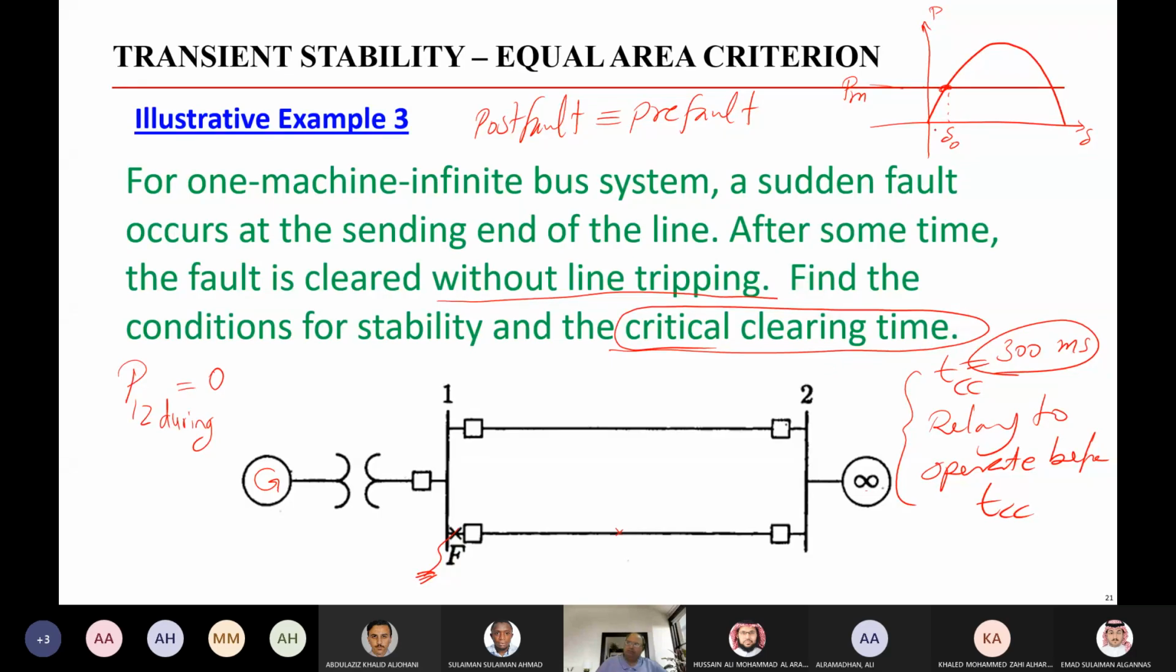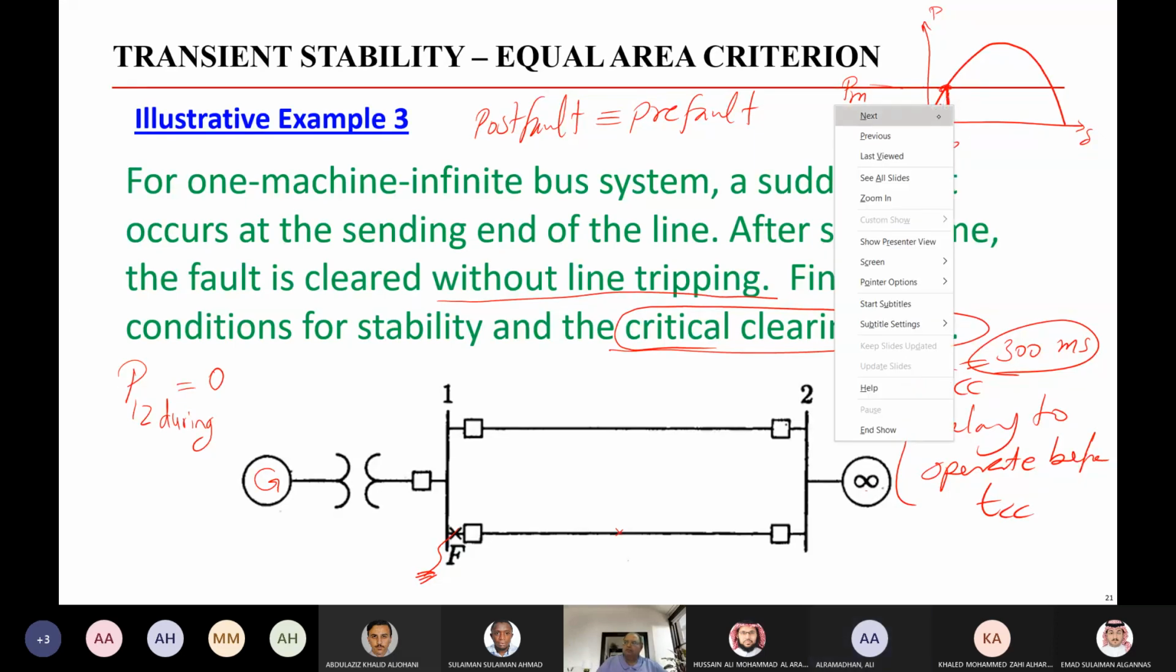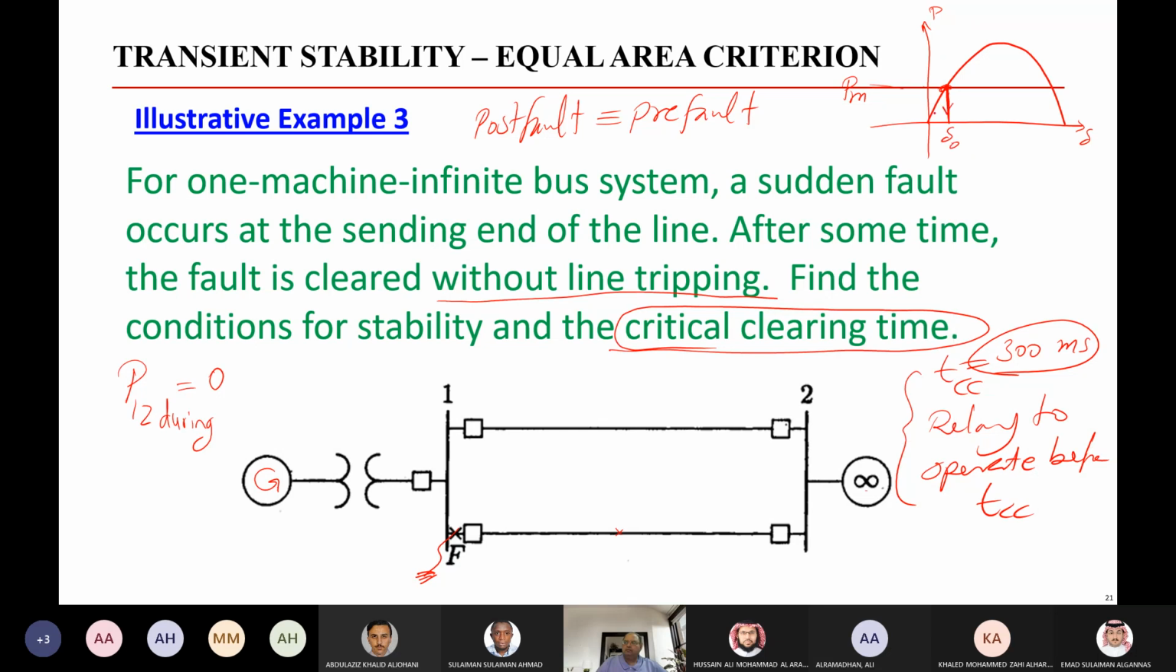Ramadan Ali? Yes, Doctor. It will move down to zero and then shift to the right. Down. Okay.